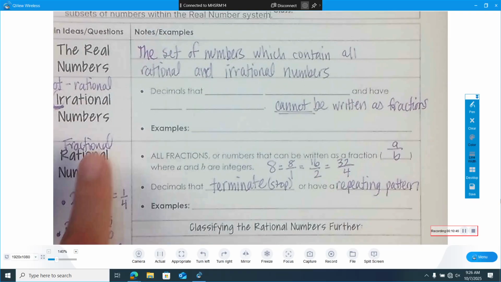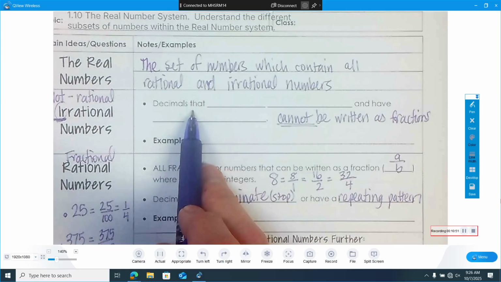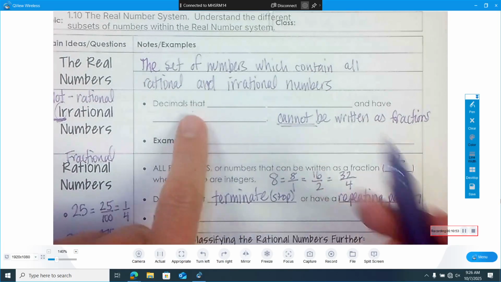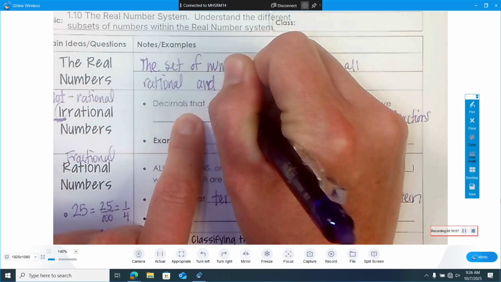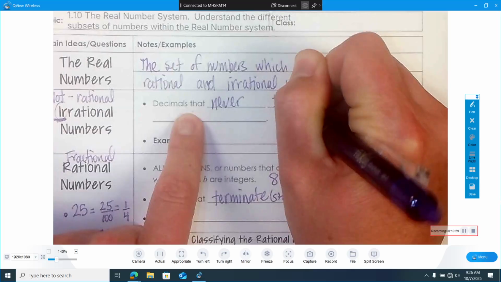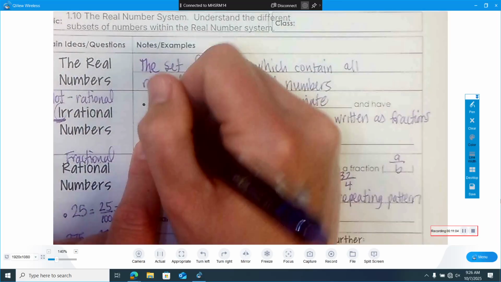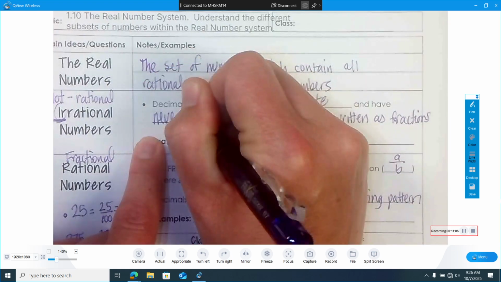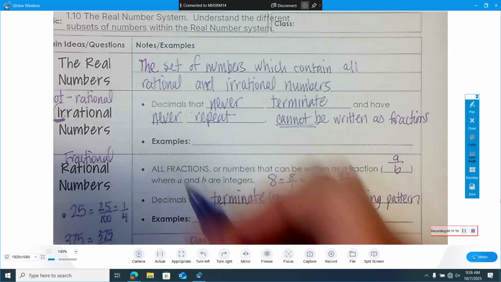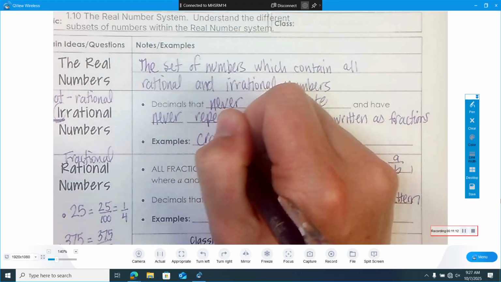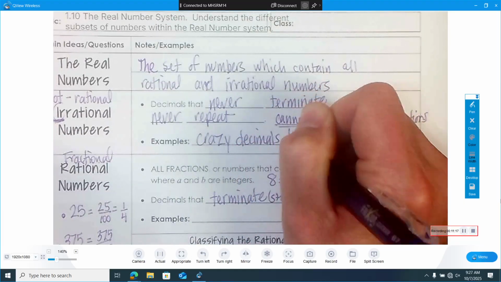Totally crazy. Irrational things are decimals that are totally crazy. They never terminate and never repeat. They are crazy, crazy decimals. Okay? They are crazy balls.